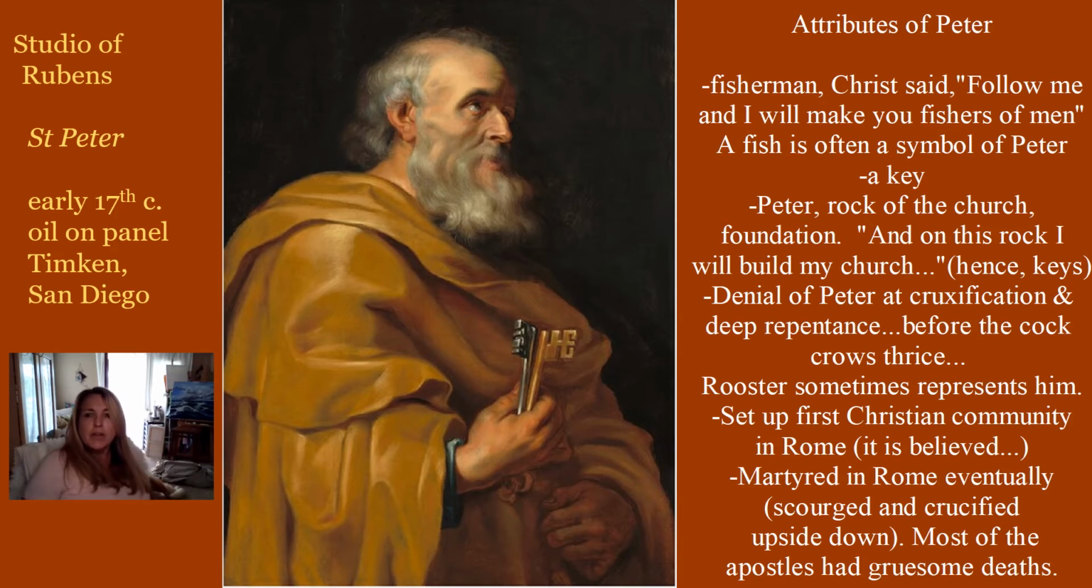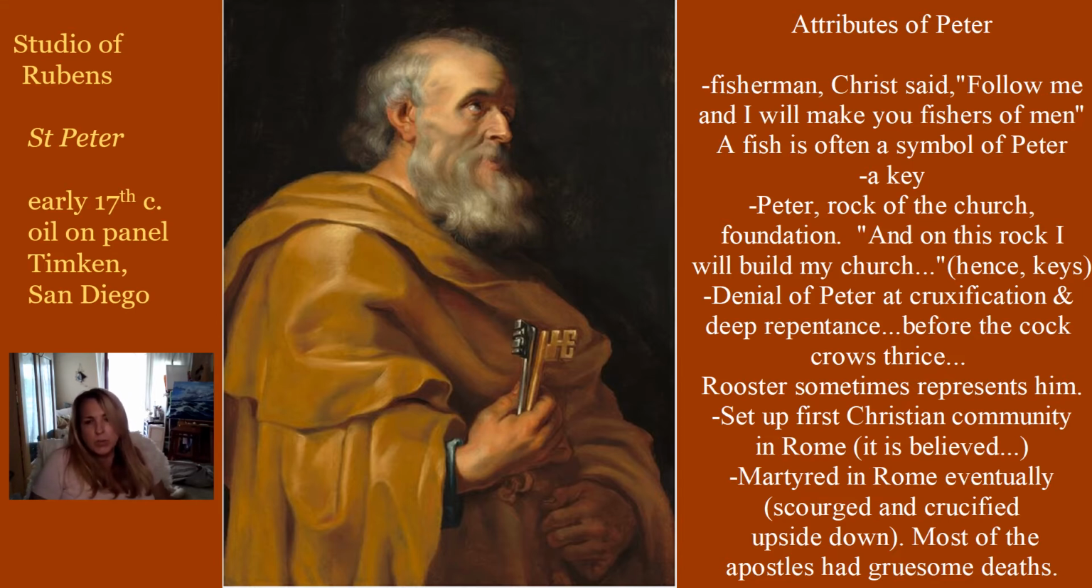Attributes of Peter: fisherman. Christ said, "Follow me, and I will make you fishers of men." A fish is often a symbol of Peter. A key, most often. Peter, rock of the church, foundation: "On this rock I will build my church." One of the first to recognize Christ. Denial of Peter at the crucifixion and deep repentance. Before the cock crows thrice, he would deny Christ. So it shows his humanness.